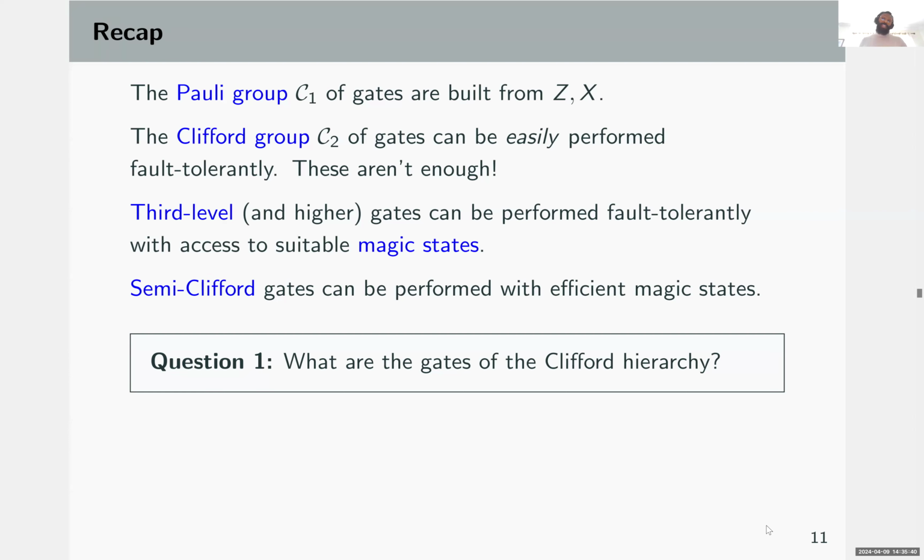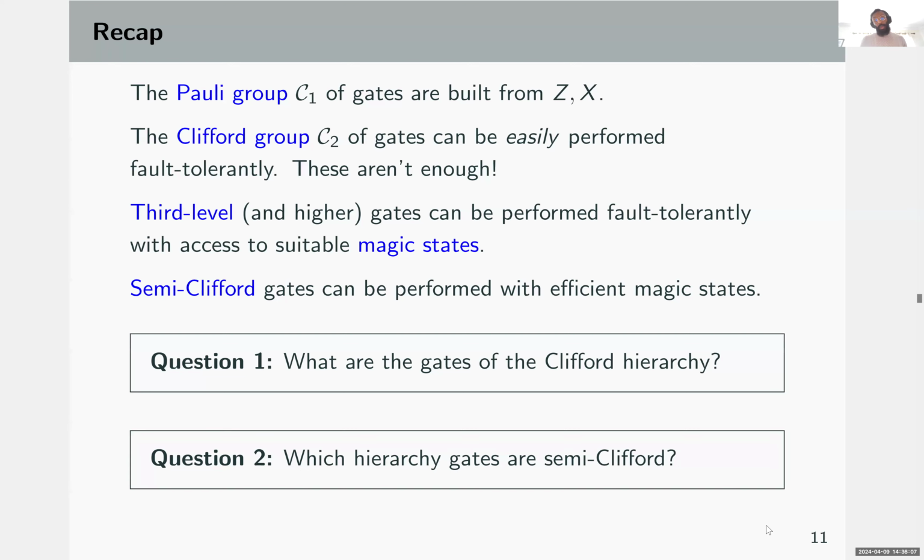So the first question: what are the gates of the Clifford hierarchy? In the literature, basically you're just going to find examples, like the T gate, which is probably the most common example of a third level gate. But these are just random examples here and there, rather than a systematic way of knowing what they all are. There are some results about that, but we don't really have a complete classification yet. And another really important question is which hierarchy gates are semi-Clifford, because those are the best gates that you want to do. They're the ones that have these efficient protocols.